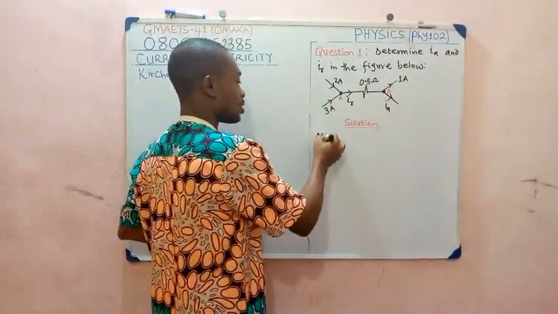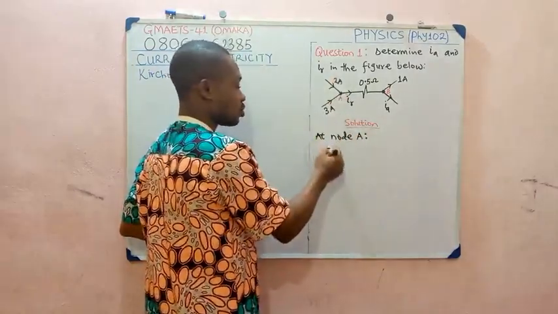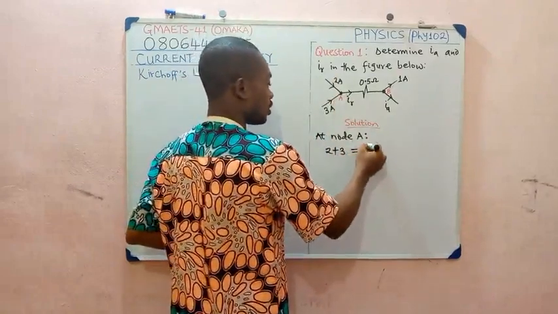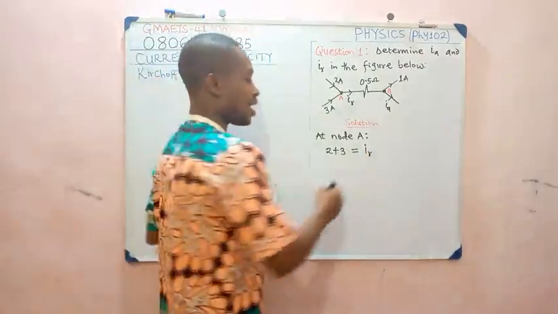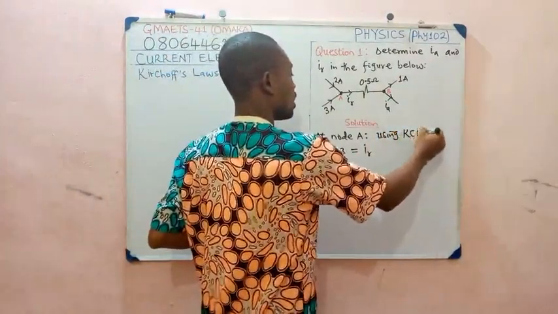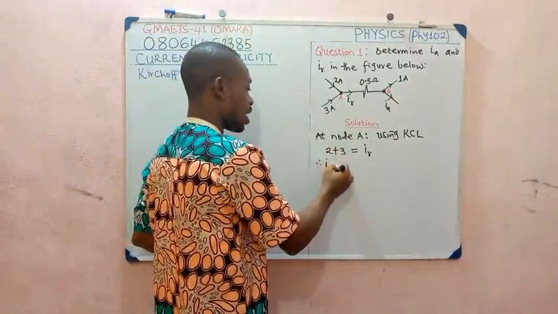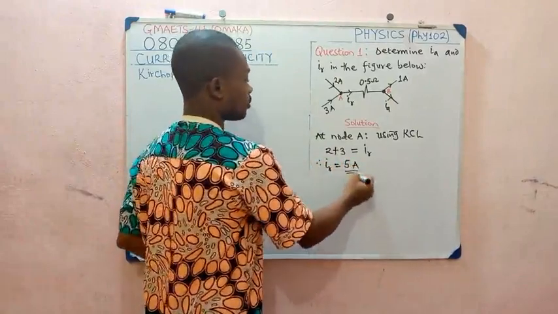So we can say at node A, this current entering, that is 2 plus 3, these are the current entering, will be equal to the current leaving. And the current leaving is that IR. So let me indicate using KCL, Kirchhoff's current law. So you see that IR is equal to what? 5 ampere. So that's the value.